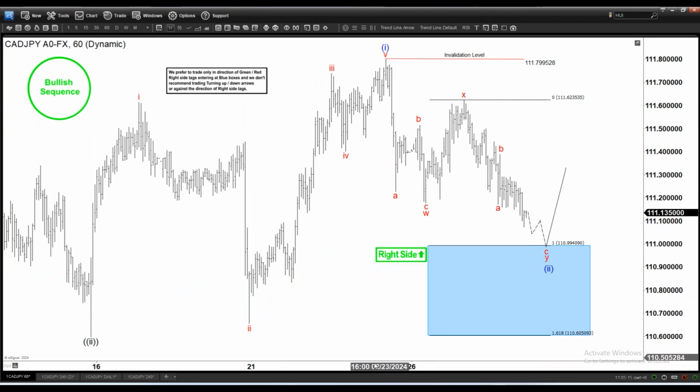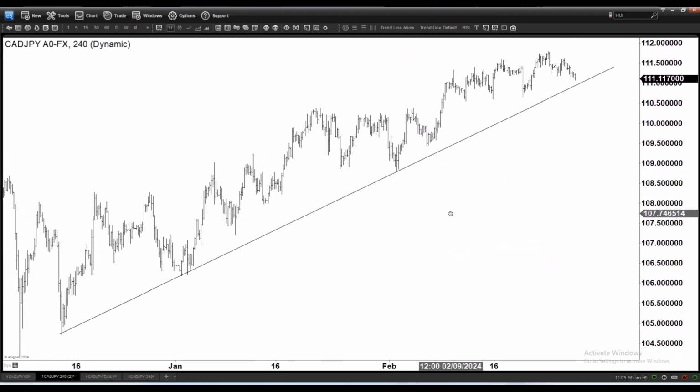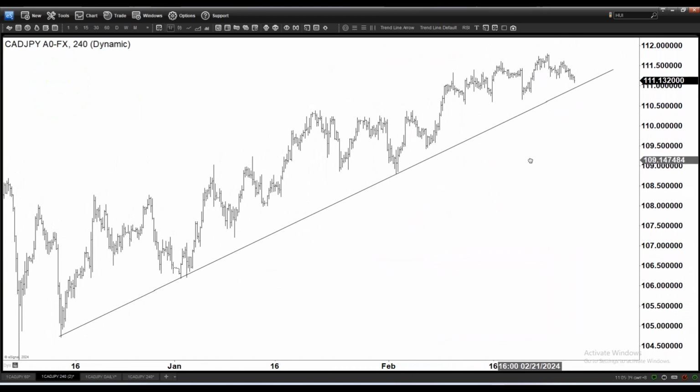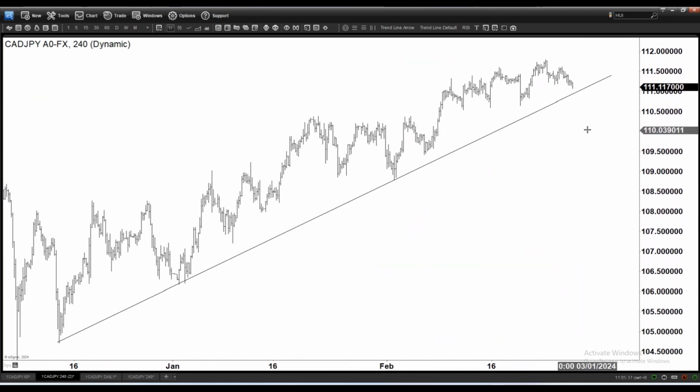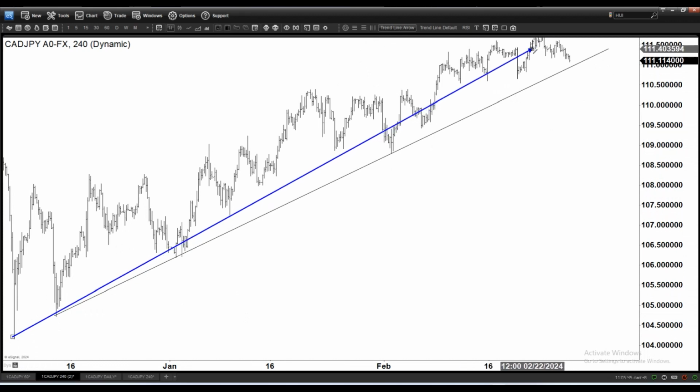Okay, so zooming out on the 4 hour. Now I don't pay too much attention to the exact count in the 4 hour, because I think there are a couple of different possibilities there, but I want to draw your attention to this trend line instead. And this is what we call the bullish channel, right? So as long as we stay above here, we can say that this cycle that started from this low still remains in play. So this all belongs to the same cycle.